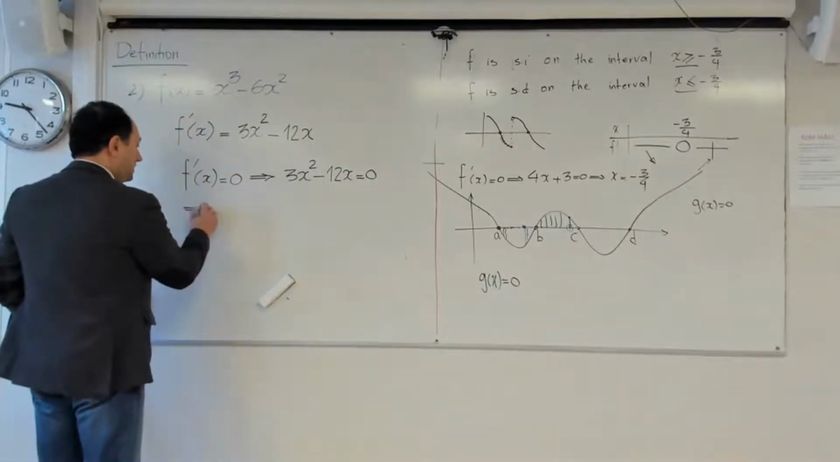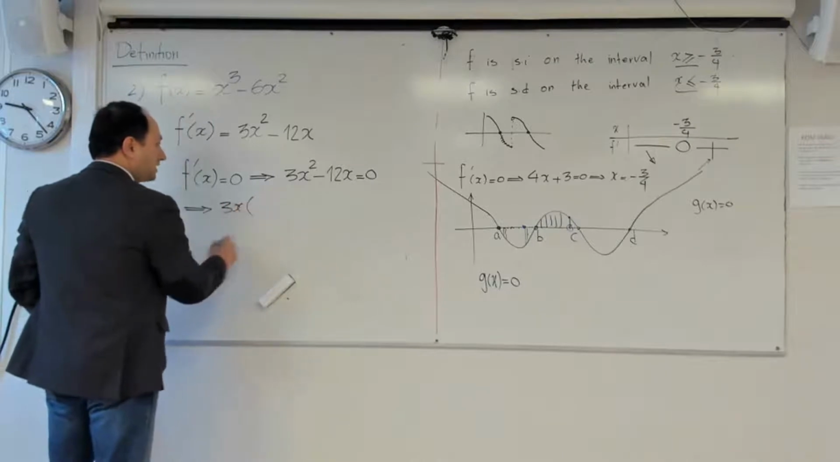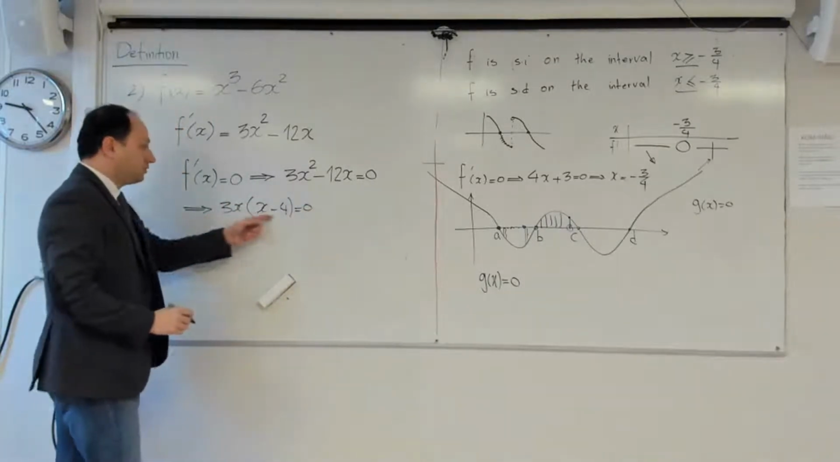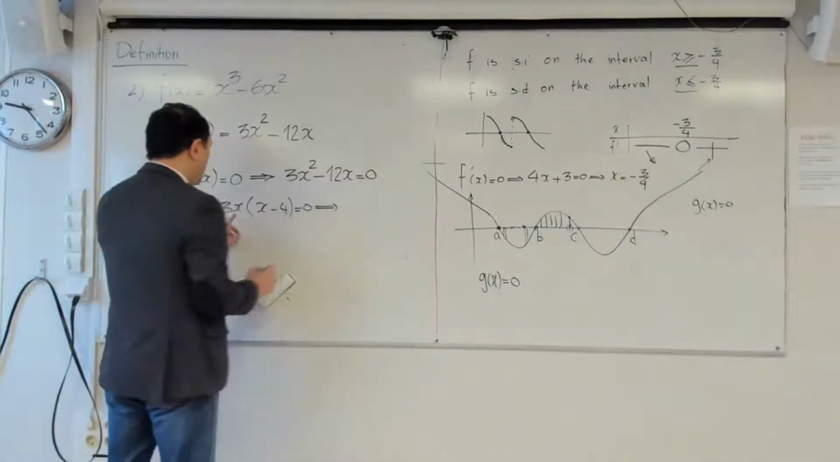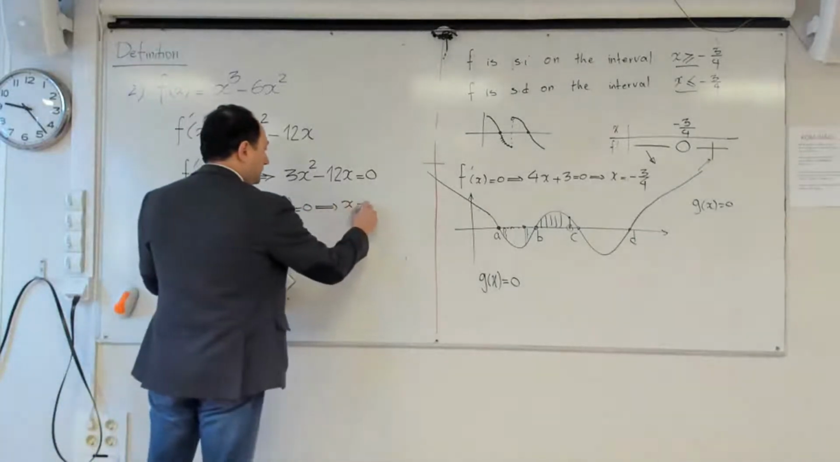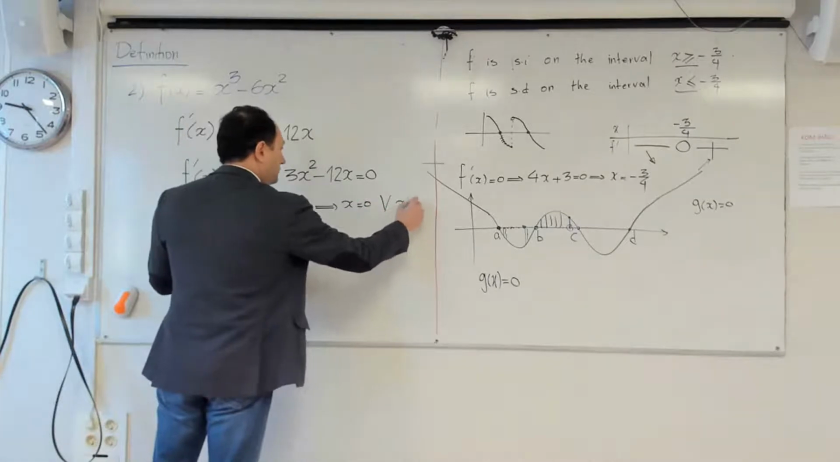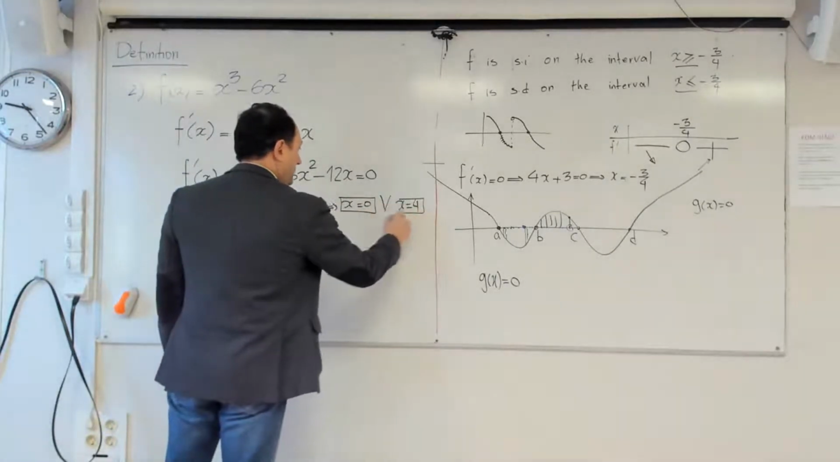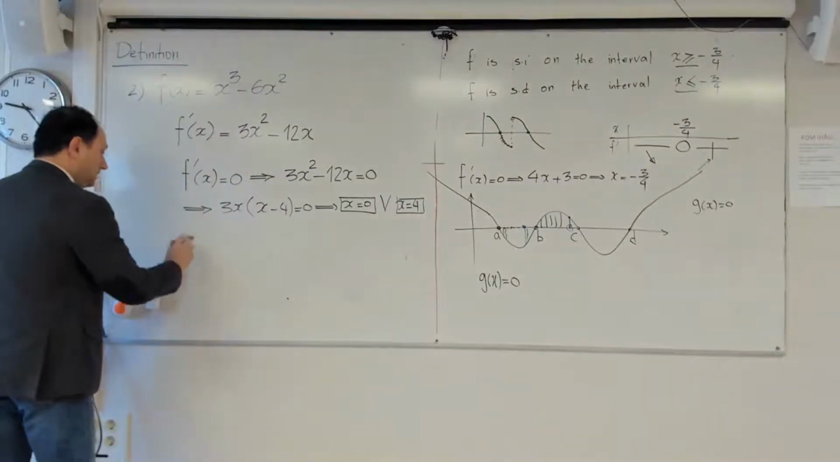So this implies that 3x, I factor 3x out, times x minus 4 equals 0. Then by the zero product rule, either x is equal to 0 or x is equal to 4. Then I put them in a box not to forget about them, and then I go and set up a table.